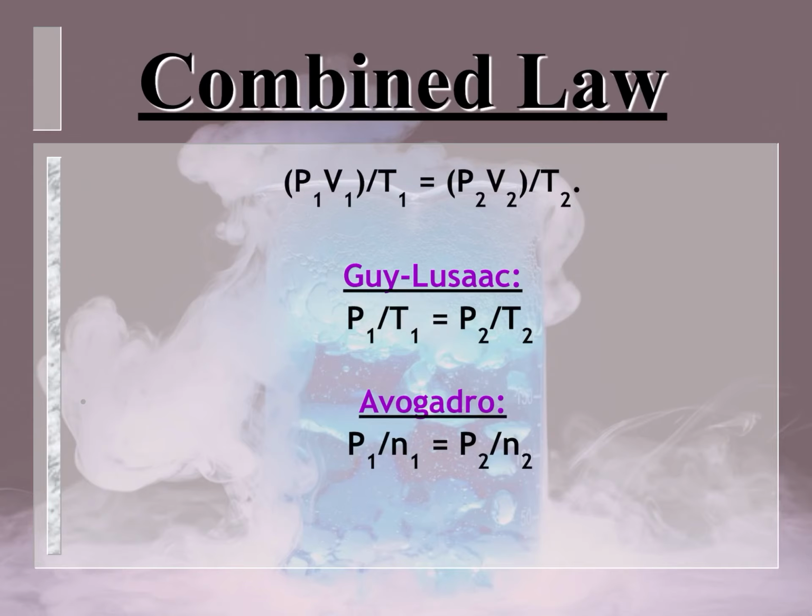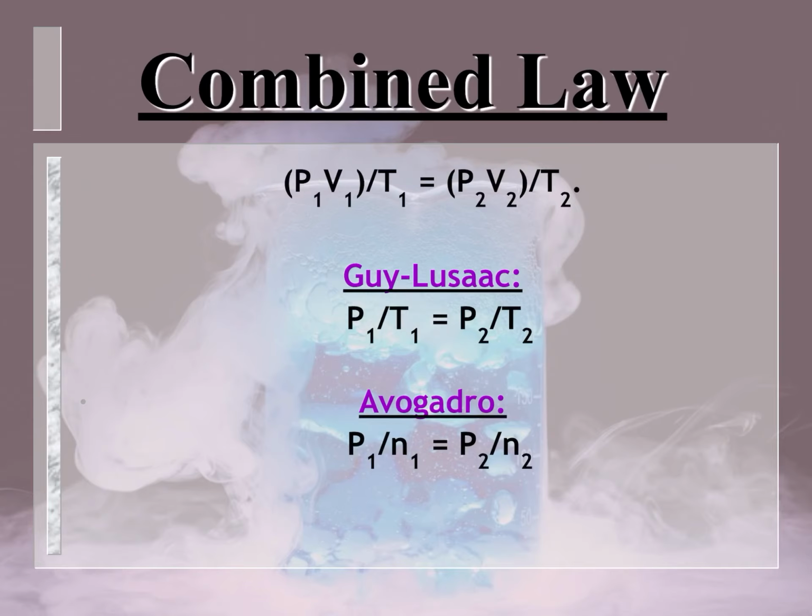We said the other two relationships from chapter 15 were pressure and temperature. Gay-Lussac's law is also a direct relationship, so P1 over T1 is P2 over T2. And the Avogadro law had to do with the number of particles. That N represents the moles of particles, so P1 over N1 equals P2 over N2. Again, a direct linear relationship.